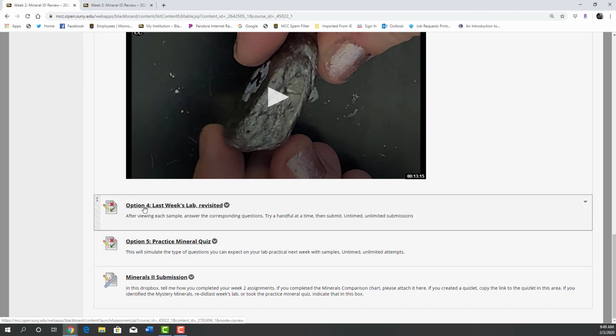And here, option 4, last week's lab revisited, will pop out in its own window so that you won't have to scroll back and forth, but you can go through and try it again for additional practice. You don't necessarily have to do it for every mineral or for every question, but it's useful to check yourself. Okay.